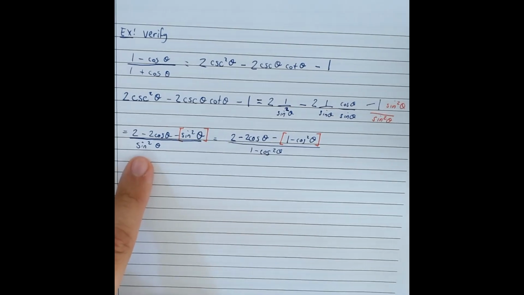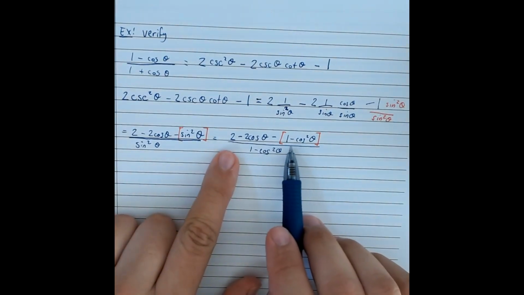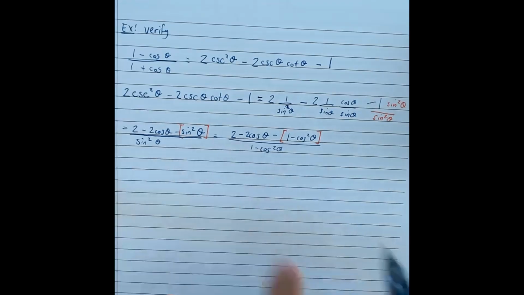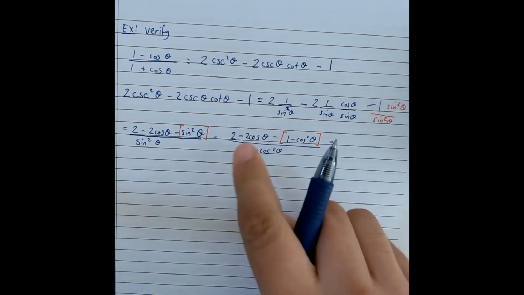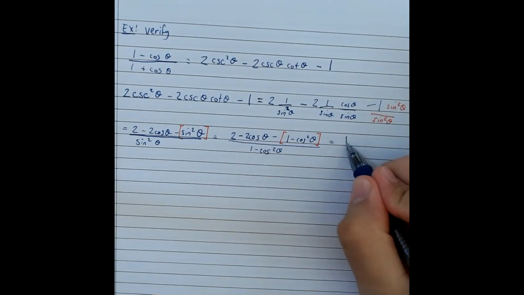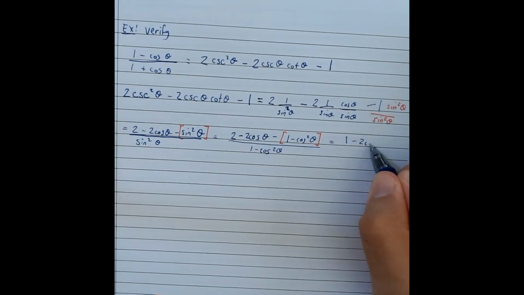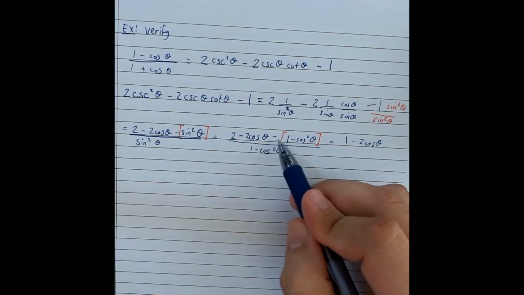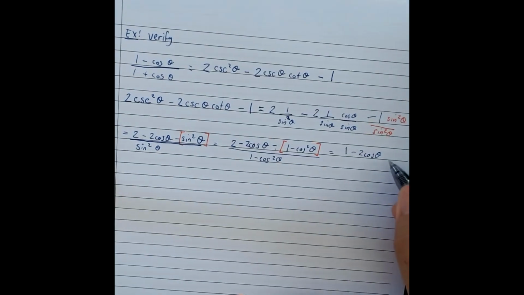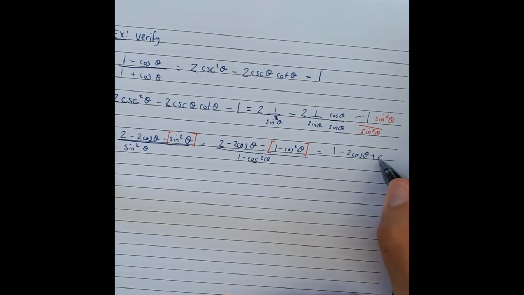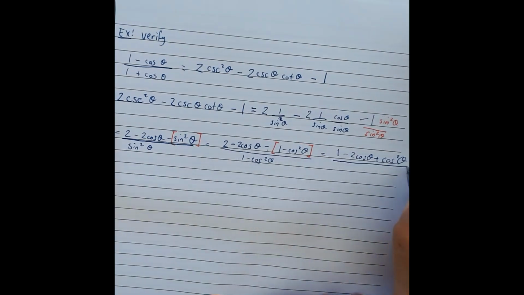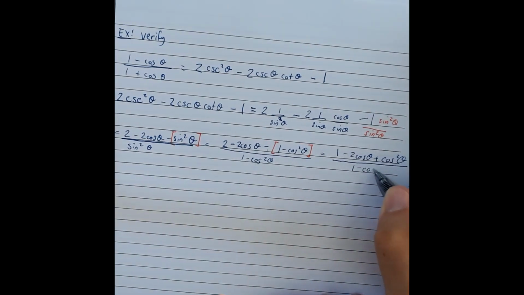All right, so now I have some stuff I can simplify. Notice I can combine some terms here. So here I can write this as 2 minus 1, that's just the number 1, minus 2 cosine of theta, minus a minus, that's going to become a plus, cosine squared of theta, over 1 minus the cosine squared of theta. Just like that.